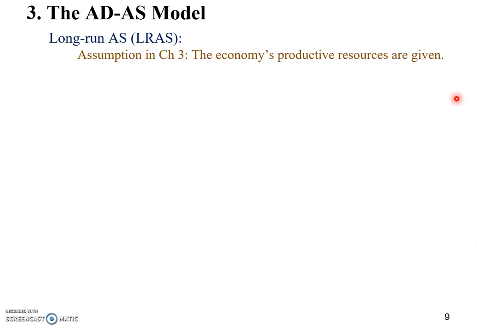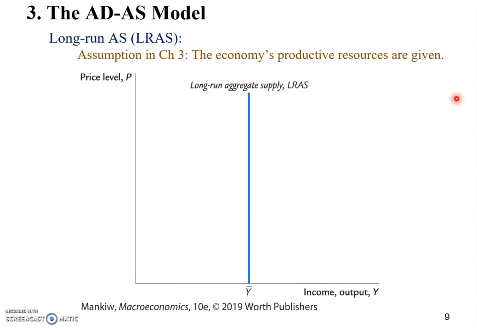Then if the allocation of existing resources is efficient, then you should already reach your potential. Okay, and if this is true, then on the graph we would find that the long-term aggregate supply curve is vertical. Okay, it's a vertical straight line.